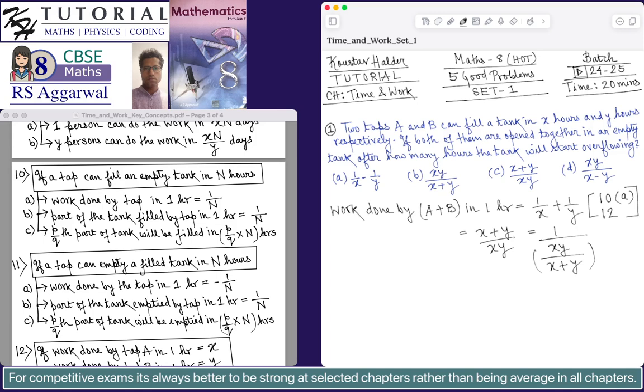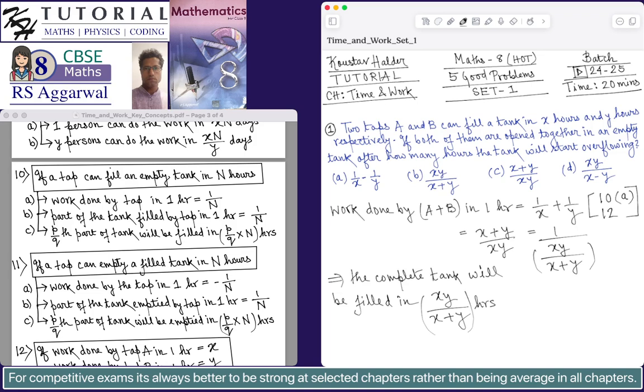If you know that the work done by tap in 1 hour is 1 by n, then we can also say that, of course n will be positive, the whole tank will be filled in n hours. So I can say this implies the complete tank will be filled in xy by x plus y hours.